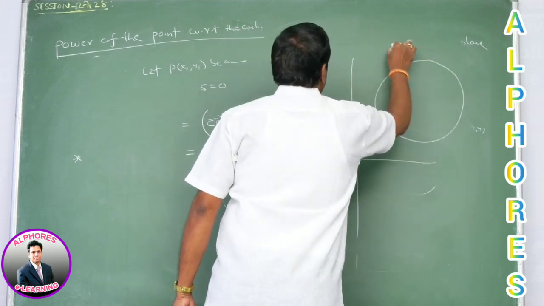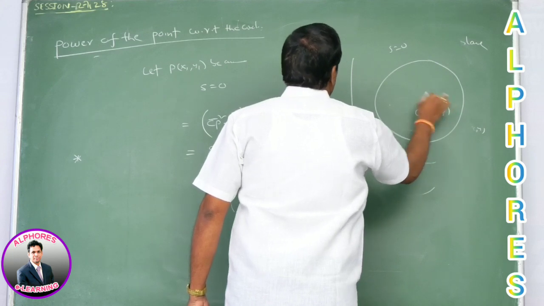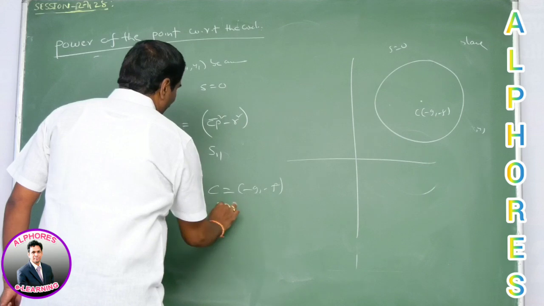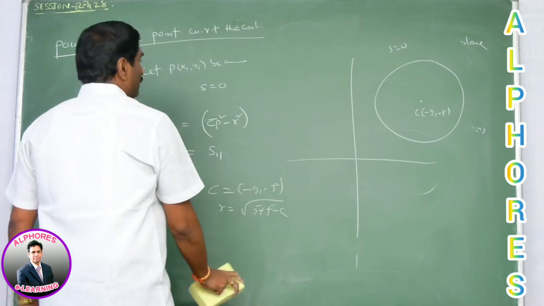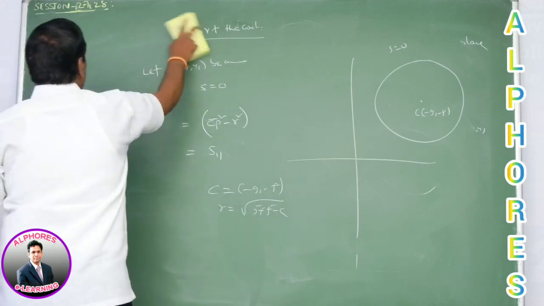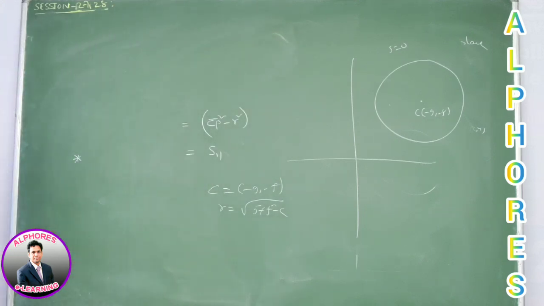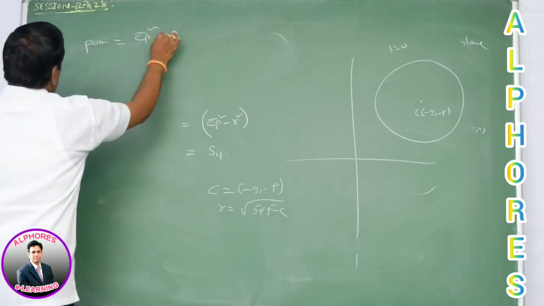For the circle S = 0, what is the center of the circle? Minus g comma minus f. The radius R is equal to the root of g square plus f square minus c. Let P(x1, y1) be any point. It is either interior, exterior, or on the circle, anyone. The power of the point is equal to CP square minus R square.